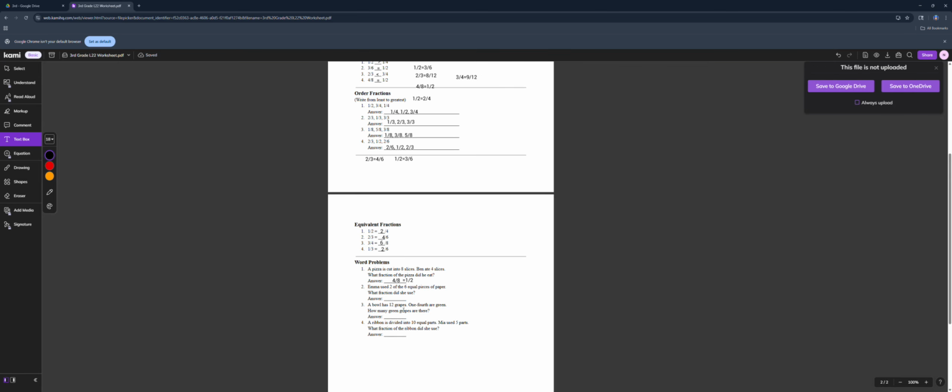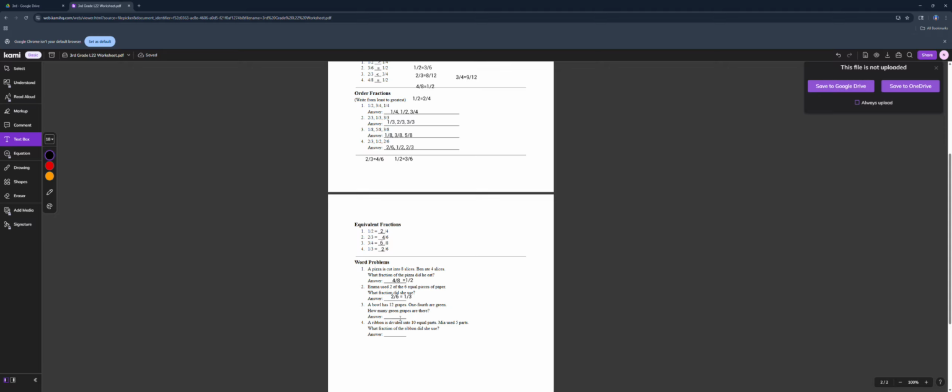Then you have number 2. Emma used 2 of the 6 equal pieces of paper. What fraction did she use? Well, we know that there's a total of 6 equal pieces and she used 2 of them, so it will look like 2/6. And if we simplify that, that would become 1/3.